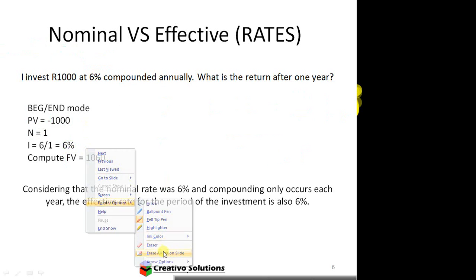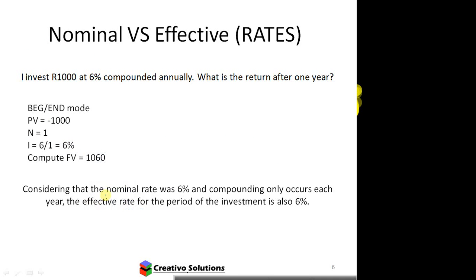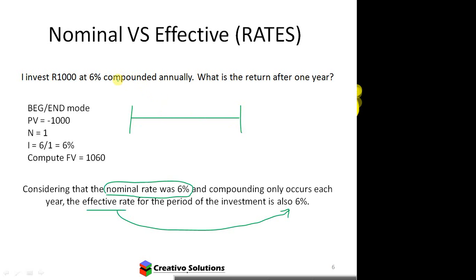We just spoke about rates. Considering that the nominal rate was 6%, the effective rate is also 6%. Why is it also 6%? Because you're not going to be earning interest on interest. You're earning interest every year. Y1 is 1 year. There's no interest on interest.